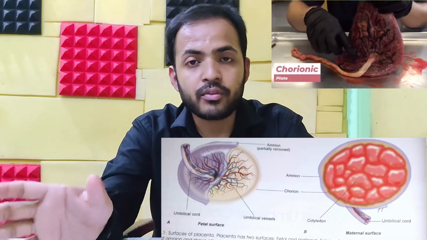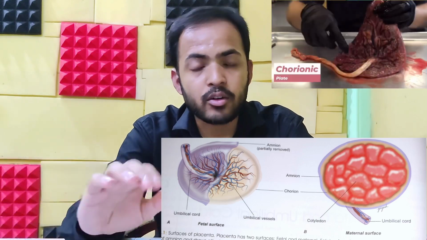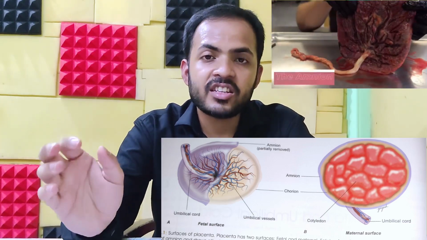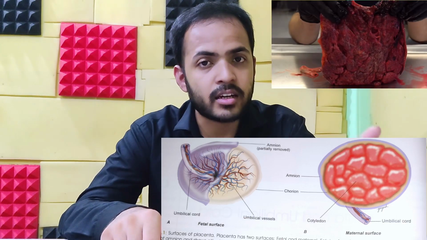We'll talk about them shortly. By now you know that the placenta has two parts: one is the maternal component, one is the fetal component. The fetal surface is shiny and translucent, covered by the chorionic plate and amnion. You can see the radiating umbilical vessels. And the maternal surface is rough and dark maroon in color.